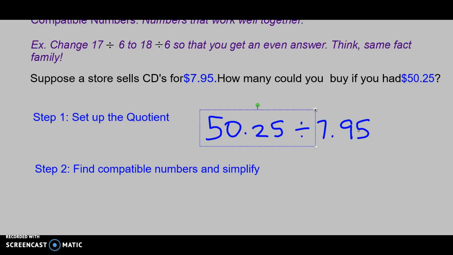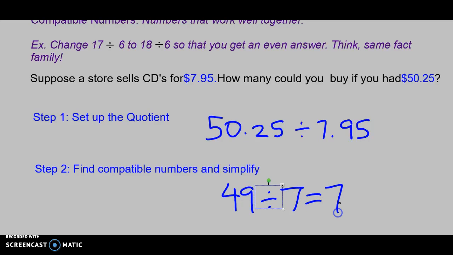Okay. So those are not compatible. We couldn't do that in our head. So let's think about numbers that are close. 49, 50, 51. Let's choose 49 because we can notice that 49 is close to 7. Yes, we did round both these numbers down, but they are compatible. So about 7 would be a good answer.